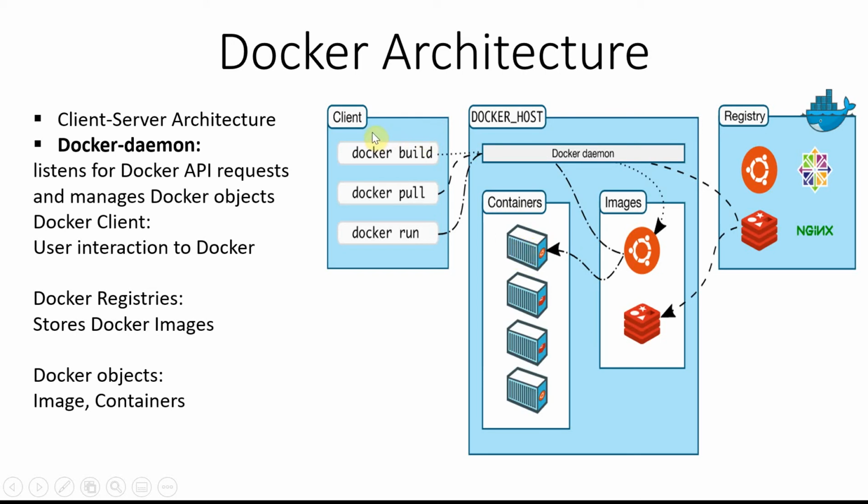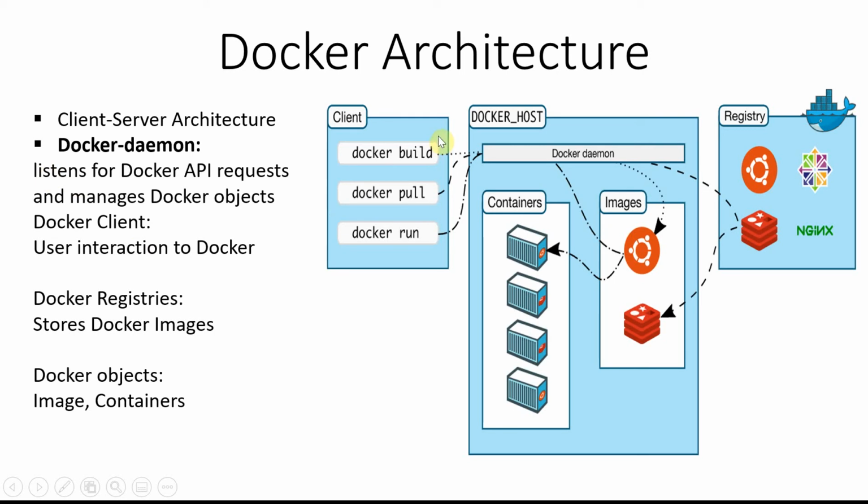Basically, the client gives the command. The Docker daemon will check whether the image is already there. If it is not there, it will first download it, and once you have the image downloaded, you can create a container out of this and then do operations on it. So that is the flow.